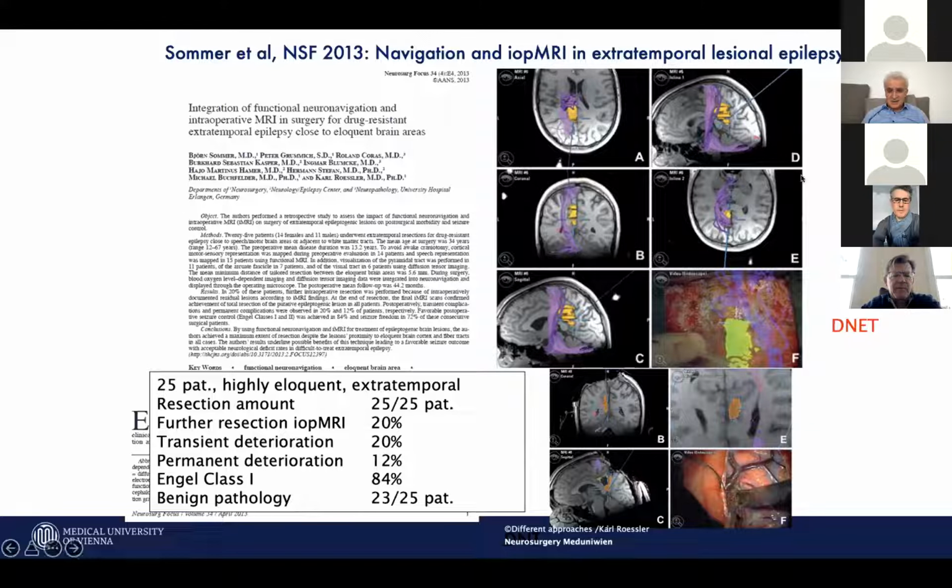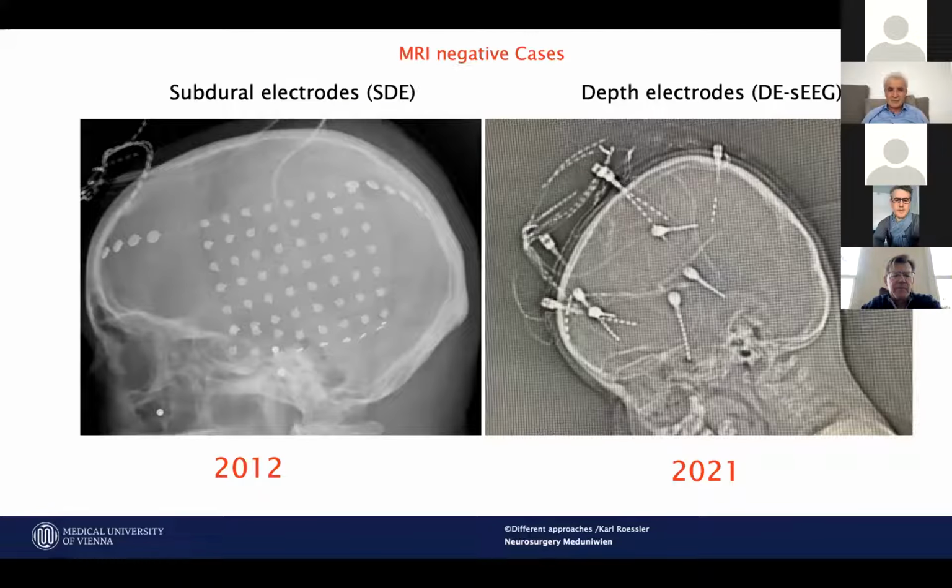And here's this example of a DNET where during imaging we had to do a second step surgery because there was considerable tumor tissue left, which we didn't find during surgery, or we didn't have the impression that there's really tumor left.